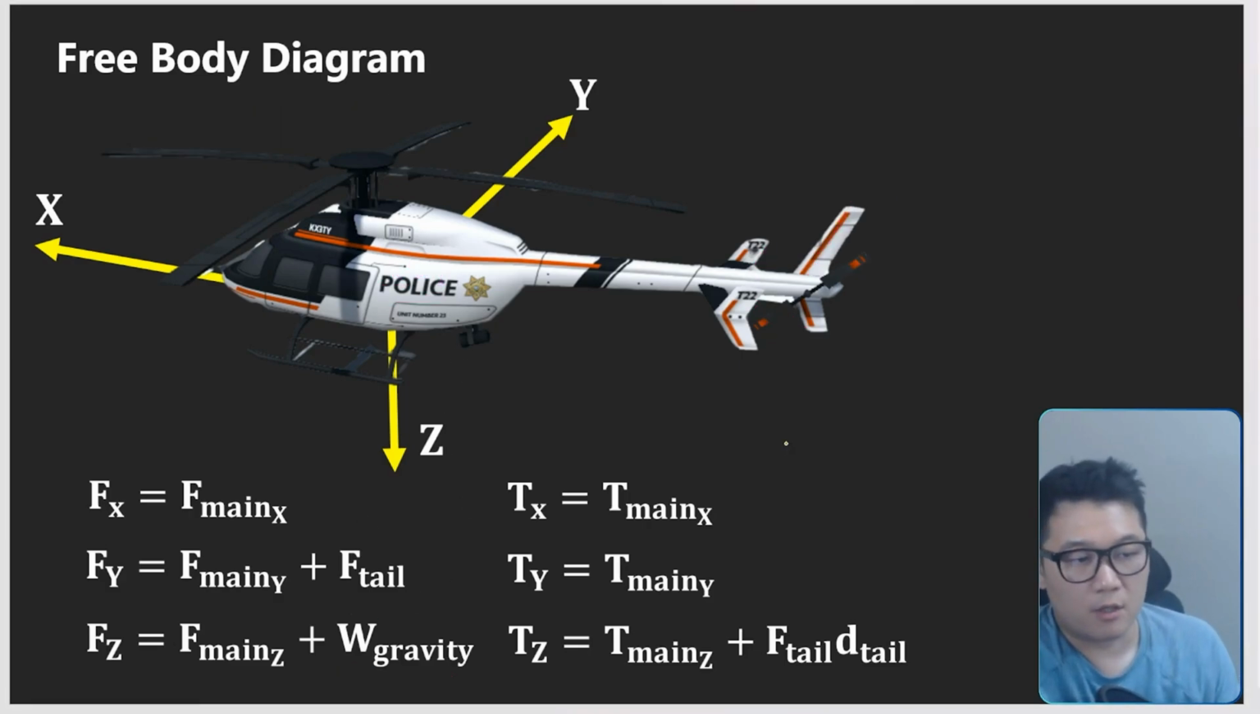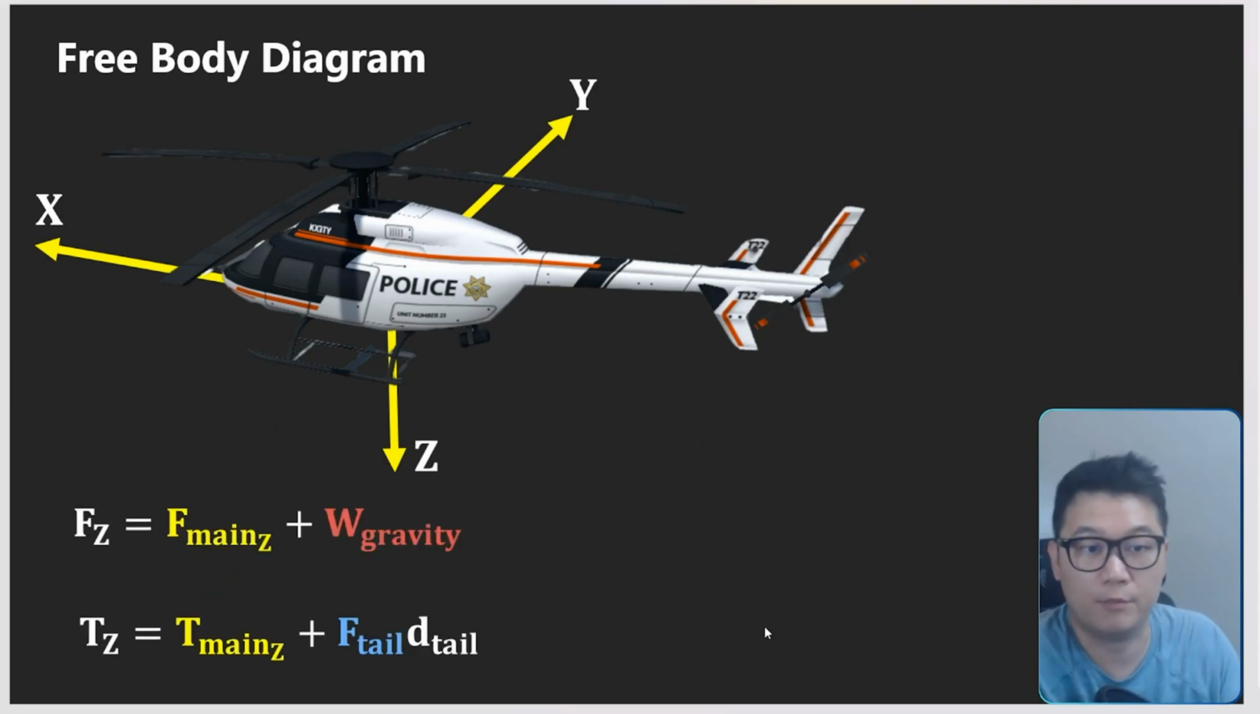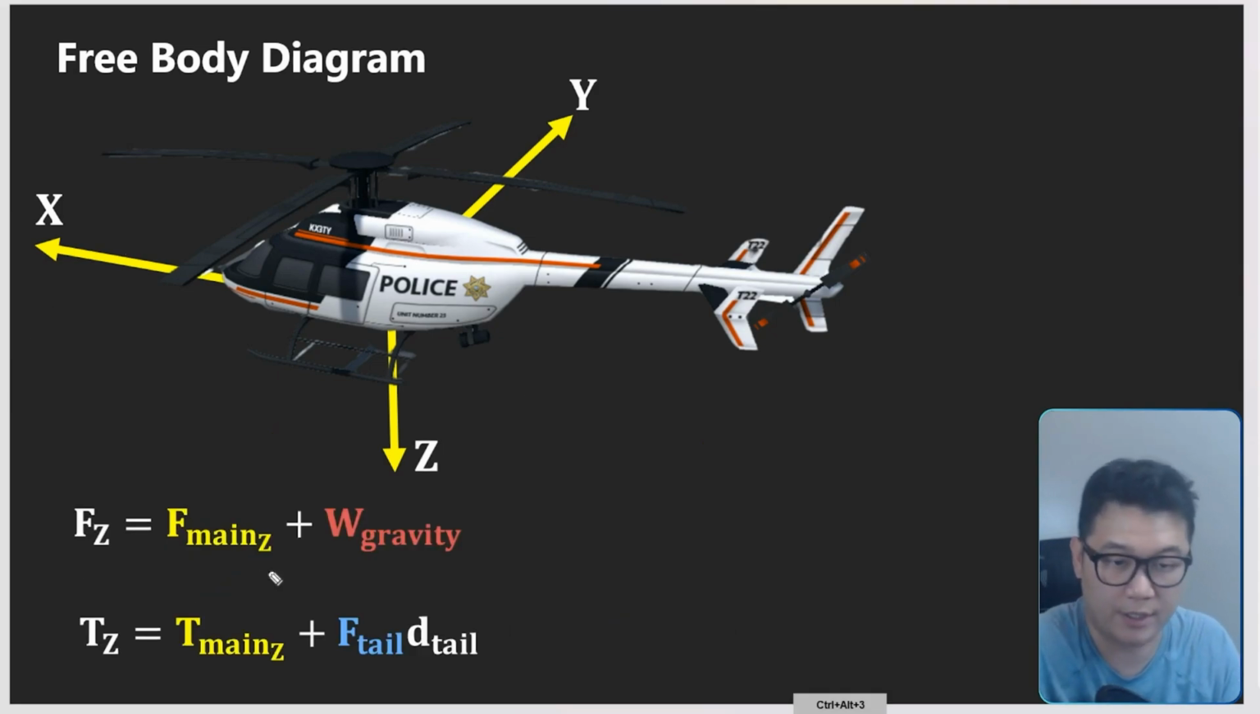Now we're talking about this helicopter just hovering in the middle of the air, and using this good old-fashioned engineering class trick, everything goes to zero. At the end of the day, we'll be left with just two equations like this.